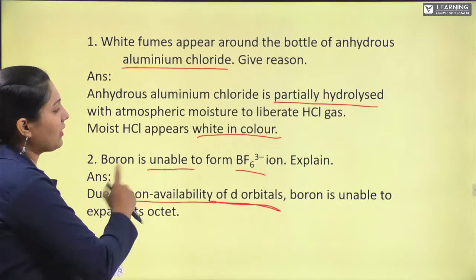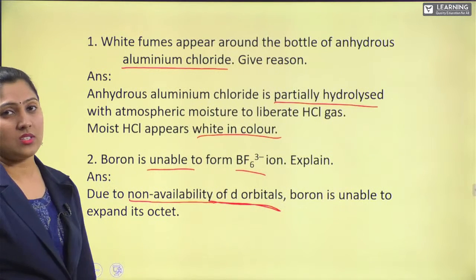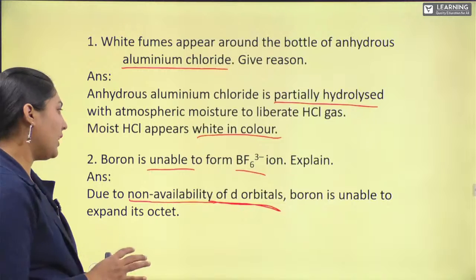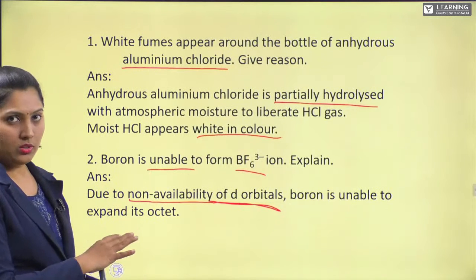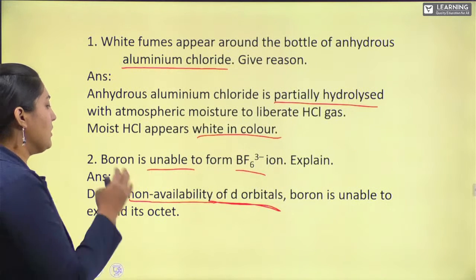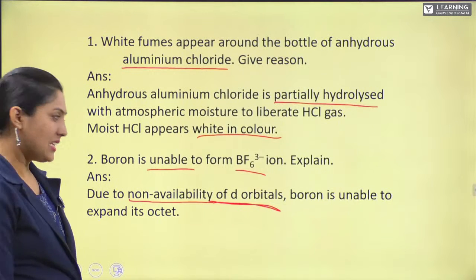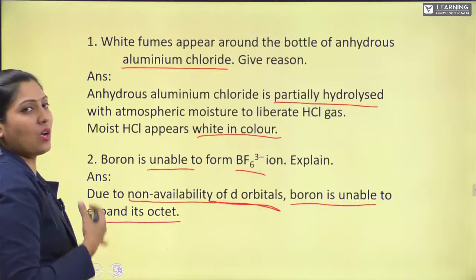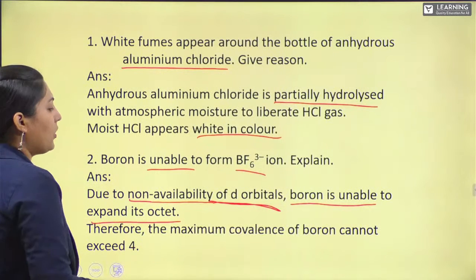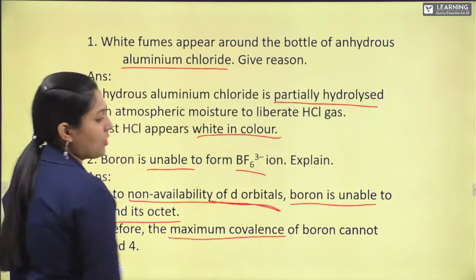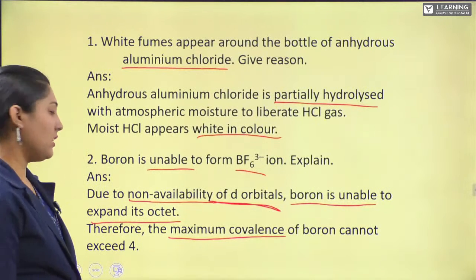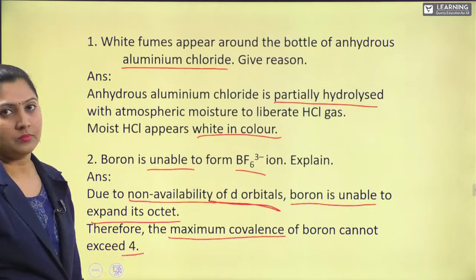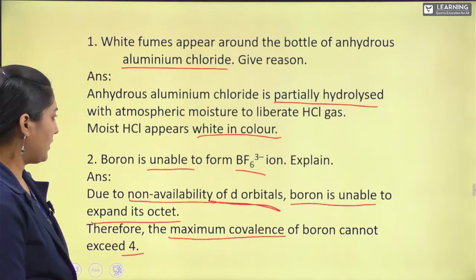If you remember that, then you can answer any question, however they twist it, on this boron topic. So due to unavailability of d orbital, boron is unable to expand its octet. Therefore, the maximum covalency of boron cannot exceed 4. Got it, students? Good.